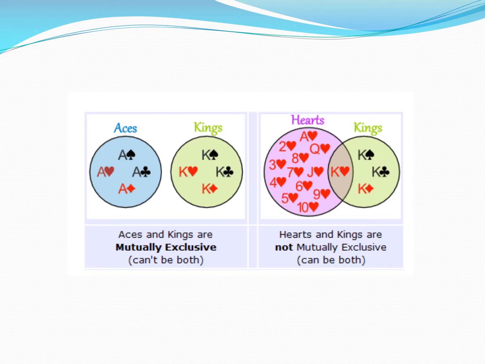For example, in an ordinary deck of playing cards, aces and kings will be mutually exclusive because if you draw a card, you can't have an ace and a king at the same time. But kings and hearts will not be mutually exclusive because you can have both at the same time, because you can draw a king of hearts, for instance.